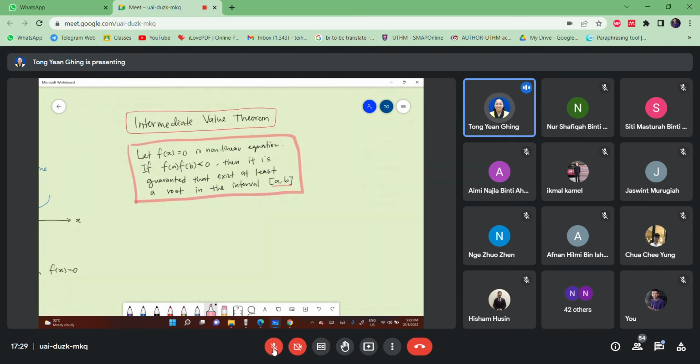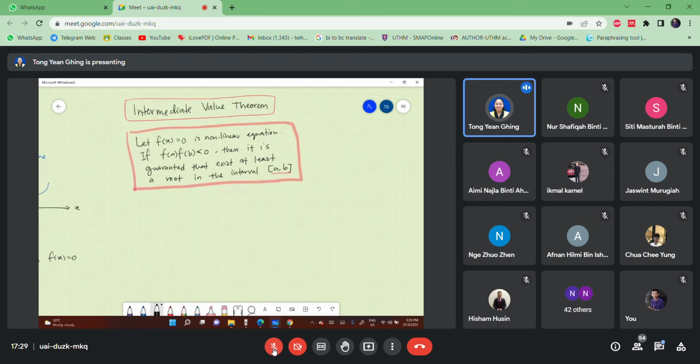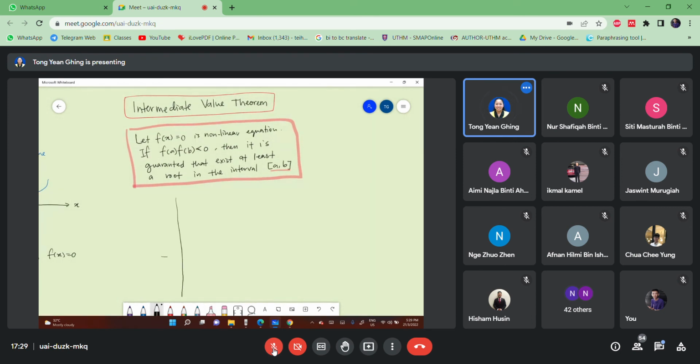I will plot a graph for you to understand. Let's say we have a graph like this. This is the x, this is the y, and this is f(x). Let's say here this is a, and here this is b. This graph is from a to b. This is the interval.